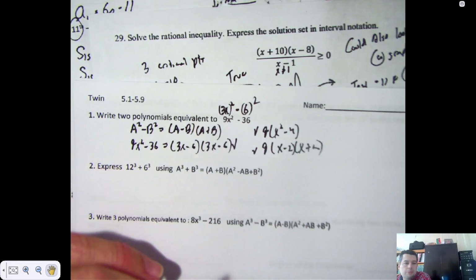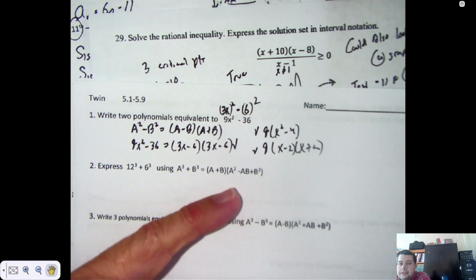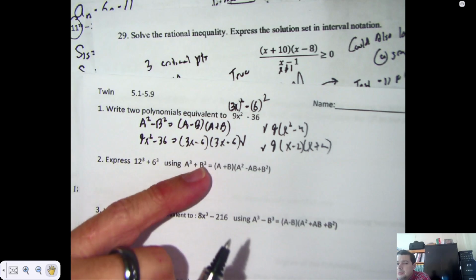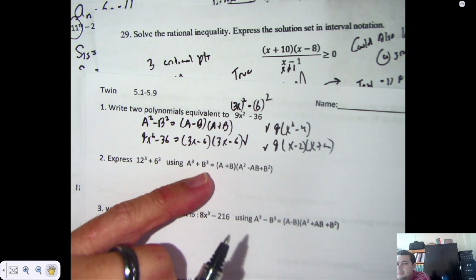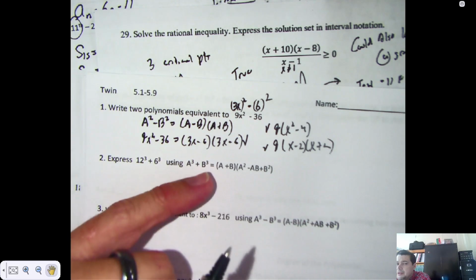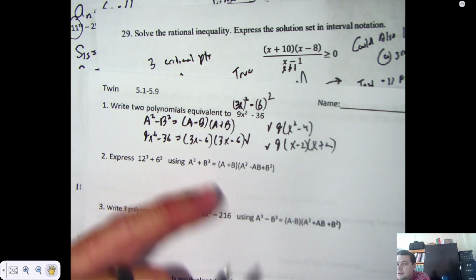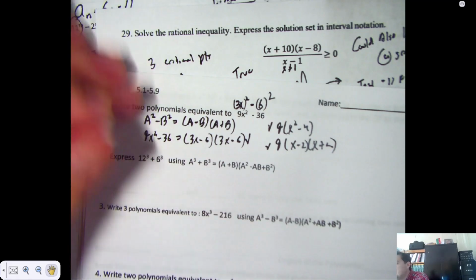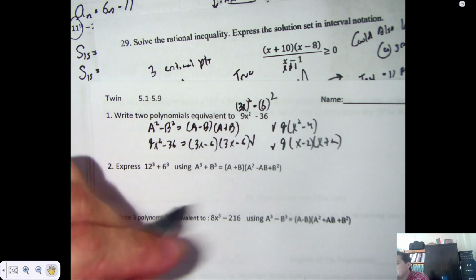Express 12 cubed plus 6 cubed using this pattern right here. If you're honors, you won't see this pattern. I need you to understand that. If you're honors, you will not see this or that. It'll only be for non-honors kids, so you better memorize it. We have 12 cubed plus 6 cubed. We're supposed to use our pattern.